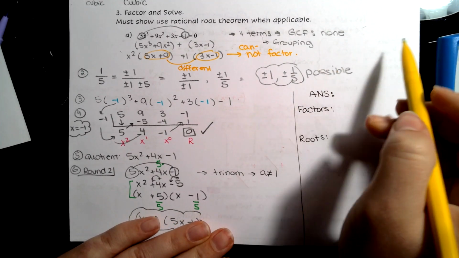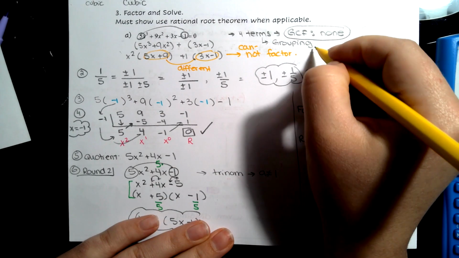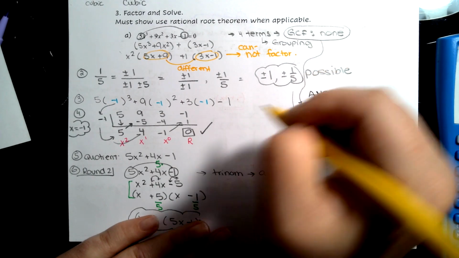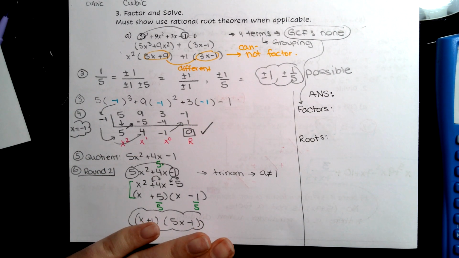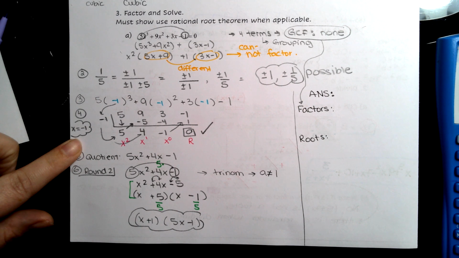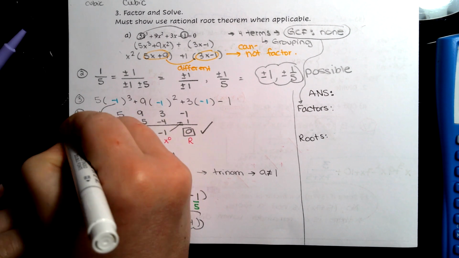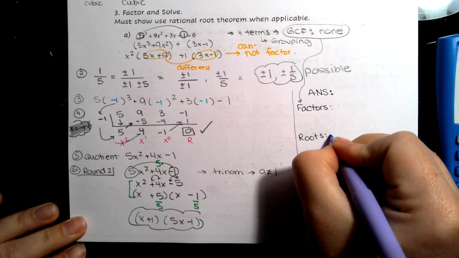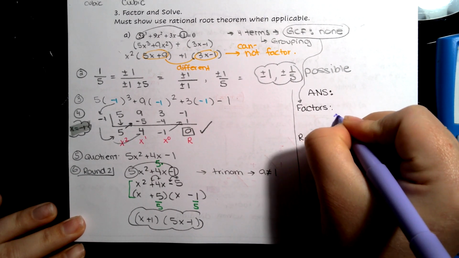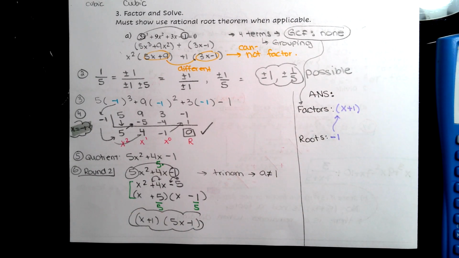We're going to start off with the first step in round 1. Notice that we had no GCF. If we did have a GCF, that's where our first factor would come from. Next, we're going to go to step number 3. Step number 3 was this step here where we had a root of negative 1. We're going to draw an arrow up. That means I have a factor of x plus 1, opposite of what we see.